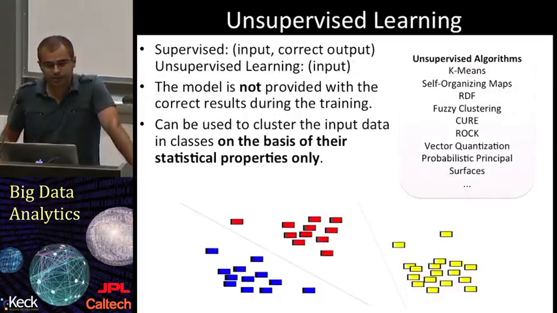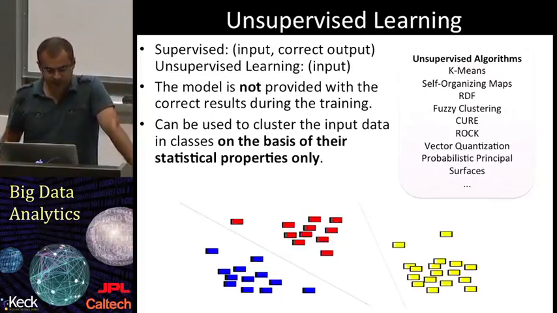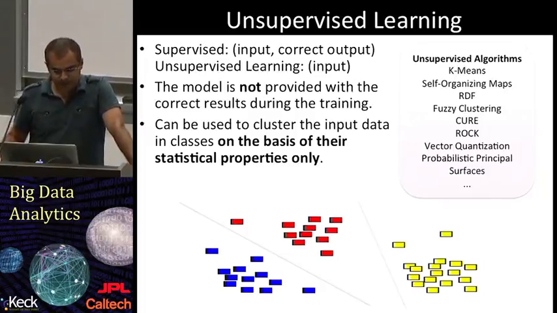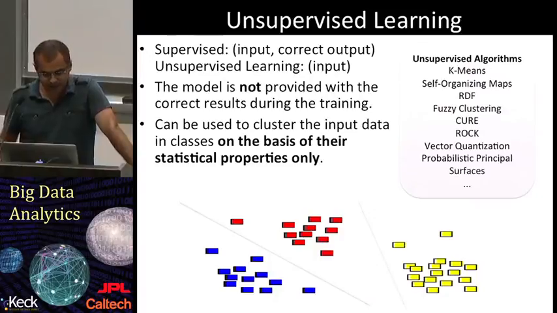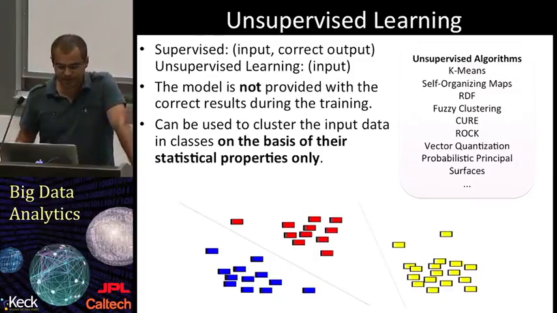Now, the problem in unsupervised learning is trying to find hidden structures in unlabeled data. The model is not provided with the correct results during the training, unlike supervised training. And so the goal may be to cluster the input data in classes on the basis of their statistical properties only. For example, suppose our data points spread like the ones in the picture, we can immediately tell that they tend to form three clusters. The most used models are listed on the slide, and in the next lectures we'll see some of them in more detail, especially k-means and self-organizing maps.